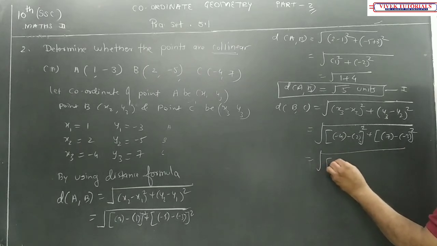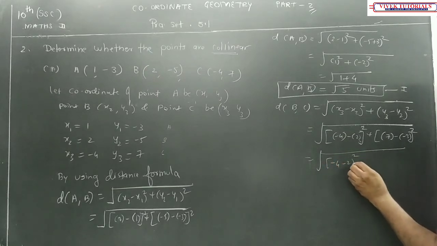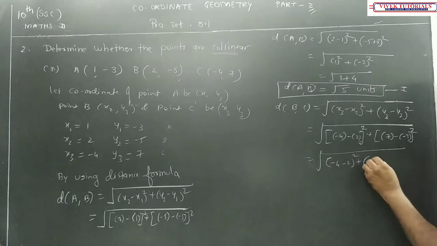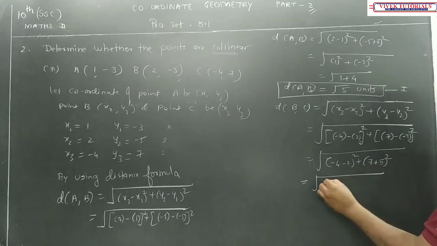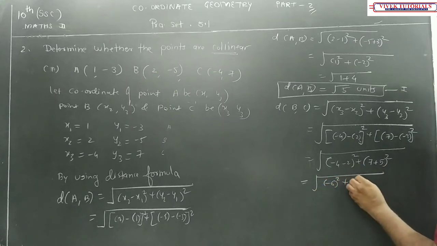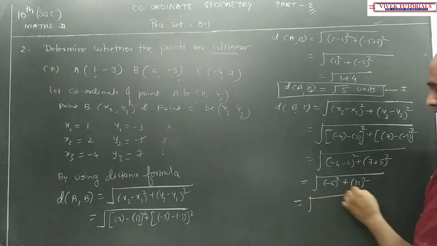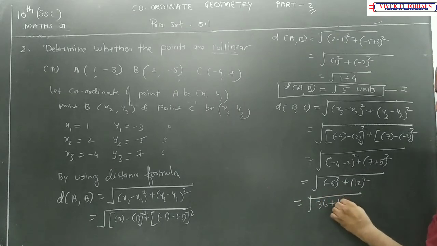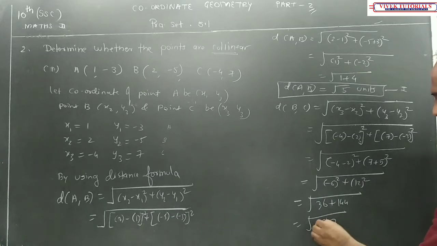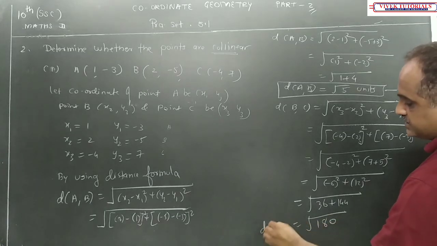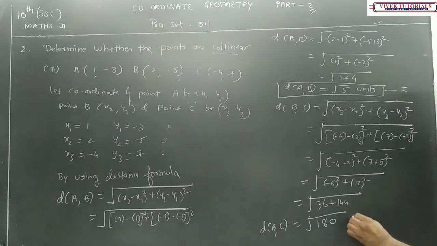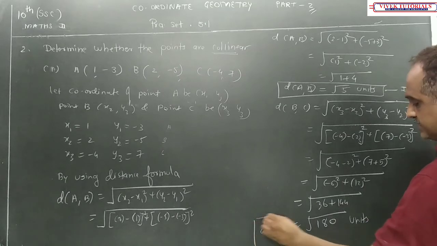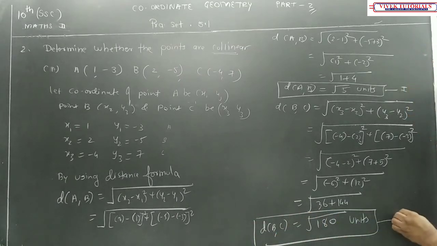That is equal to under root minus 4 minus 2 the whole square plus 7 plus 5 the whole square, which is minus 6 square plus 12 square. 6 square is 36 plus 144, under root 180. This is distance BC is equal to root 180 units, and this I am going to take as equation 2.